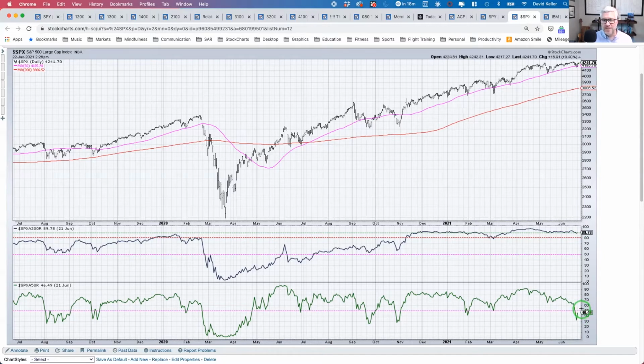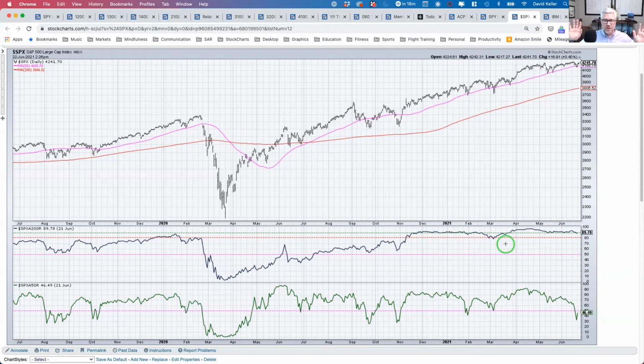This is the percent of S&P stocks currently above their 50-day moving average. You can see back here in April, which is when the S&P was making another new all-time high, and really for much of this year, it's essentially made a new all-time high every month. Every month we get a new high in the S&P. If you look down here, though, in the last couple months, this indicator has sloped downward.